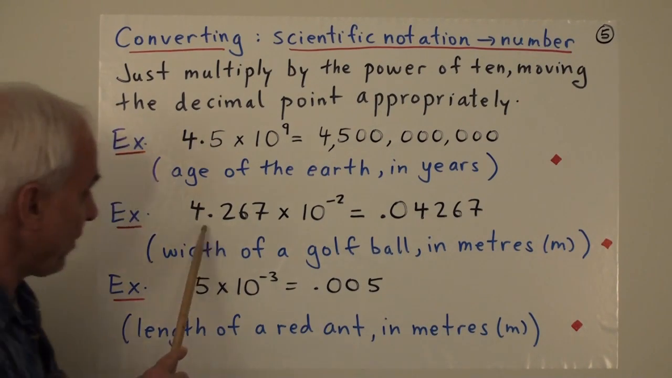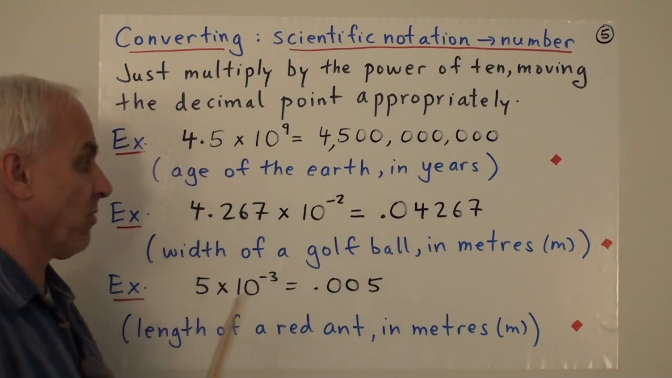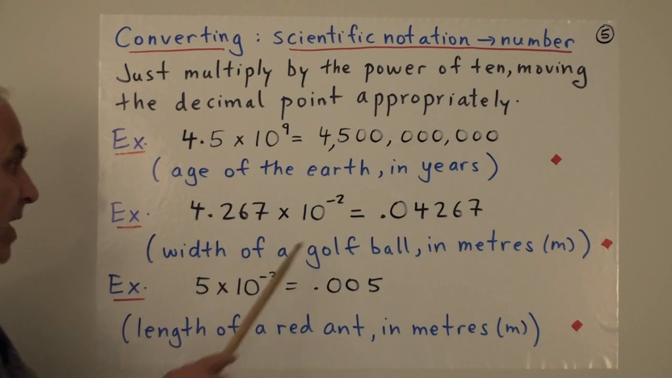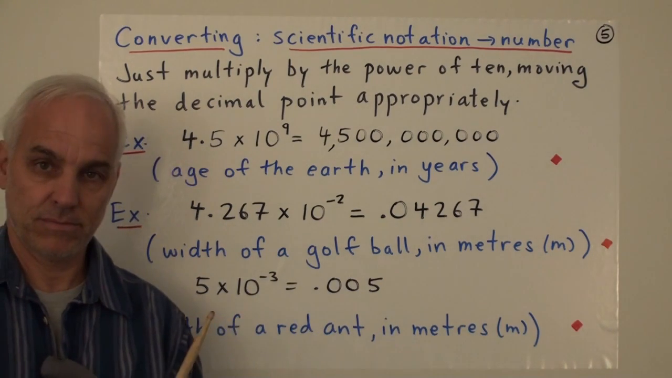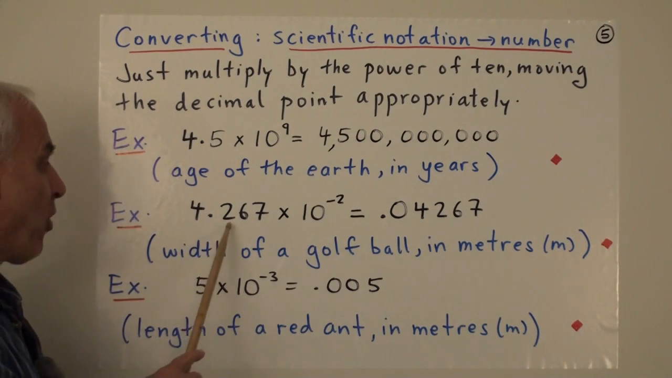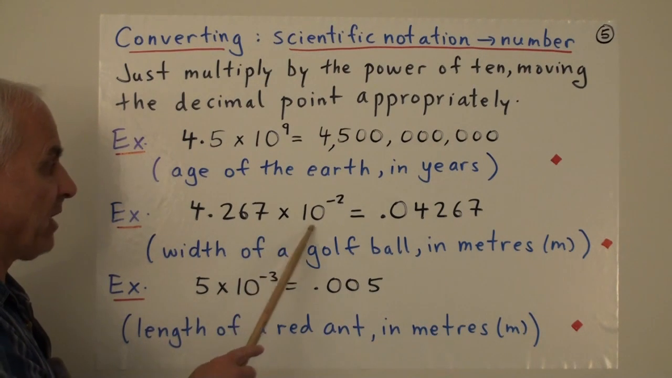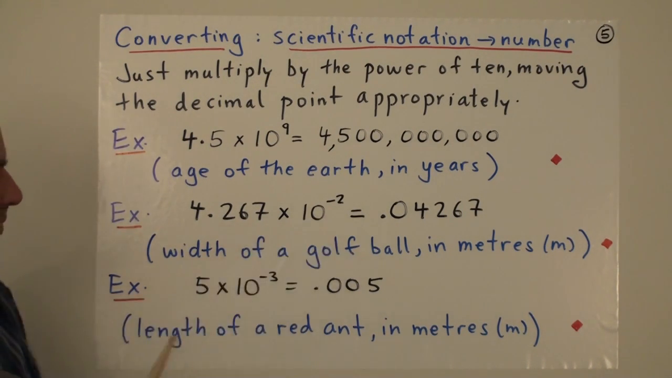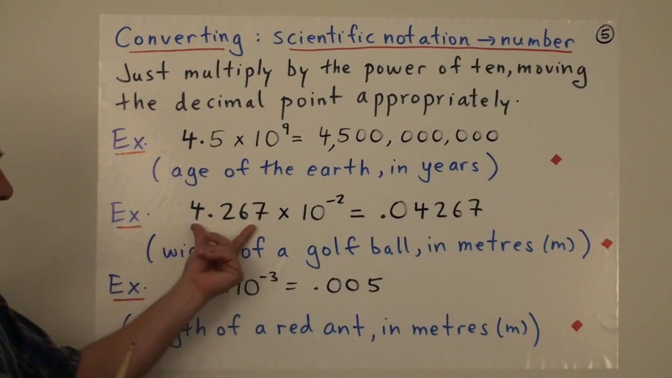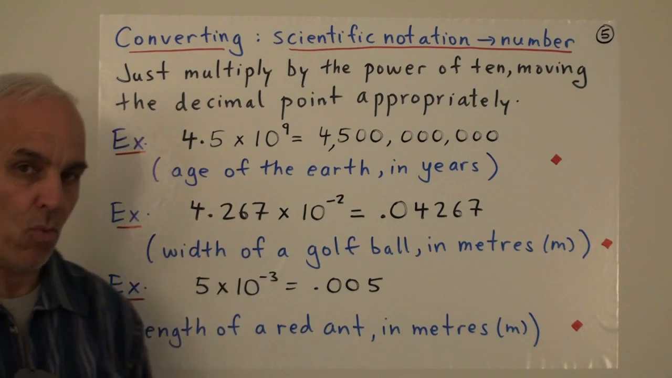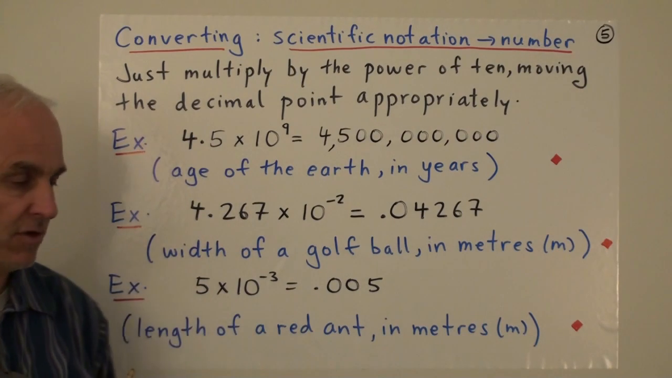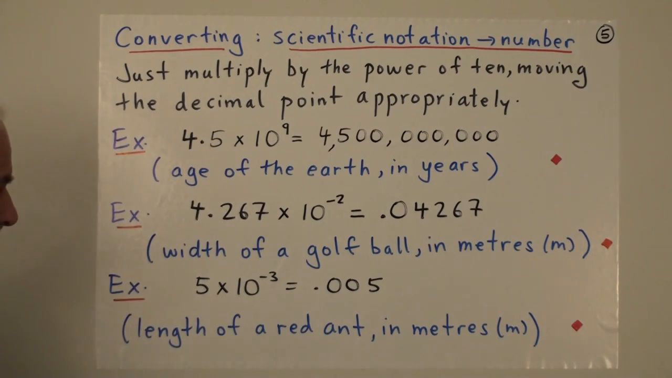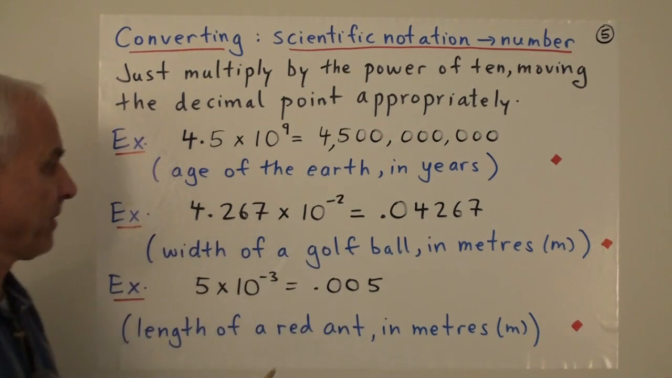Here's another example of converting from scientific notation to a regular number, where we have a negative exponent. Okay, so 4.267 times 10 to the minus 2. That's scientific notation because we have a power of 10 and we have a decimal part that begins with 1 digit to the left of the decimal. So how do we evaluate that?